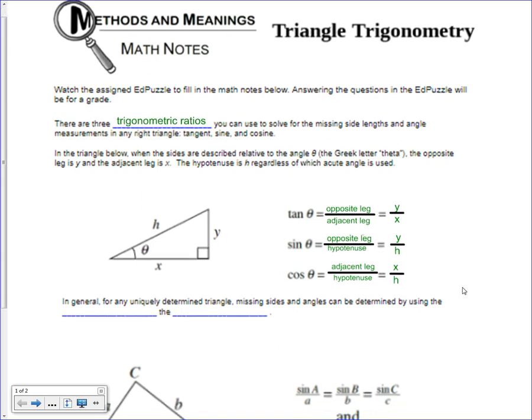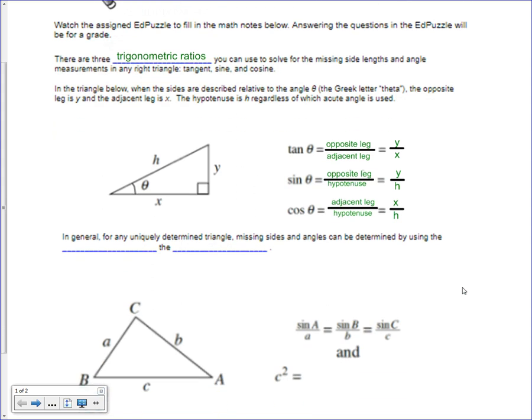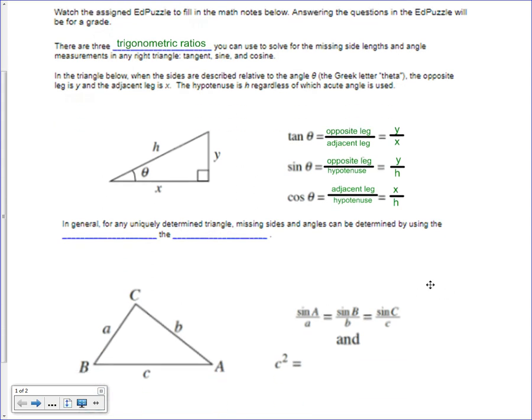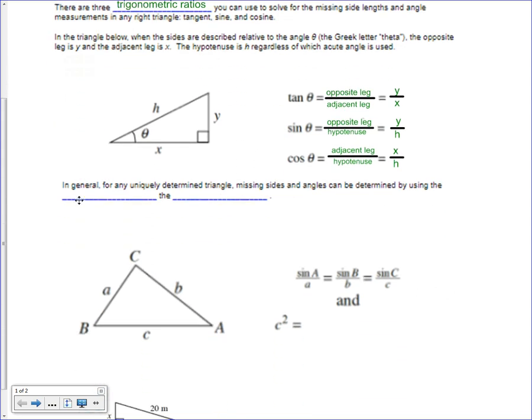In general, for any uniquely determined triangle, missing side lengths and angles can be determined by using the law of sines and the law of cosines. So the sine of angle A over a is equal to the sine of angle B over b, which is equal to the sine of angle C over c. And c squared is equal to a squared plus b squared minus 2ab cosine of angle C.